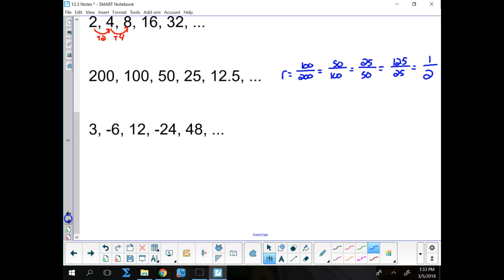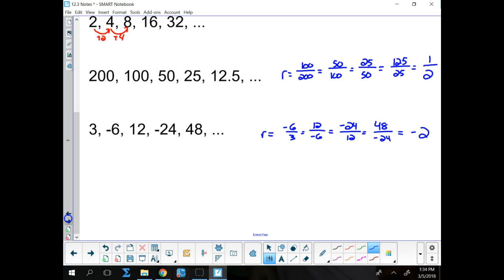Can R be negative? Yeah. R can be negative. So here, in this particular case, R is equal to negative 6 divided by 3, or it's equal to 12 divided by negative 6, or it's equal to negative 24 divided by 12, or it's equal to 48 divided by negative 24. All of those reduce down to negative 2. Okay. So R can be positive. It can be less than 1. It can be negative.